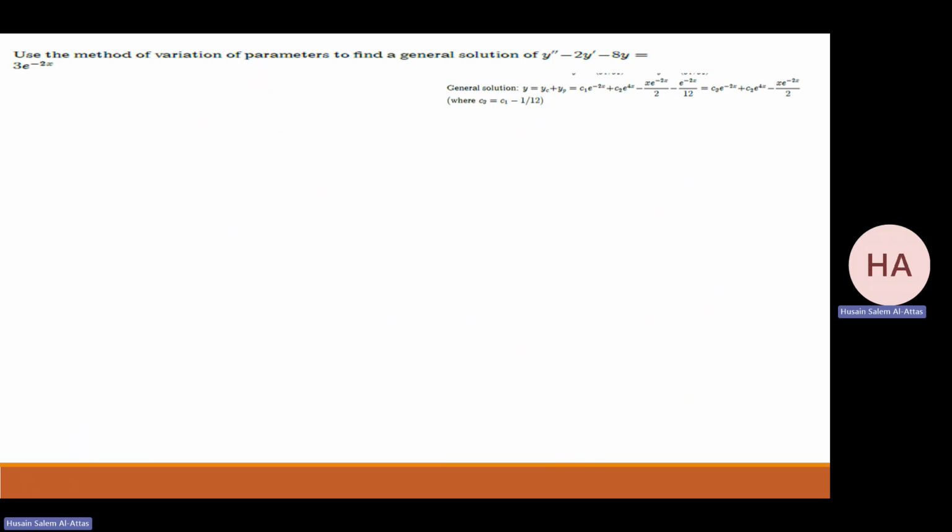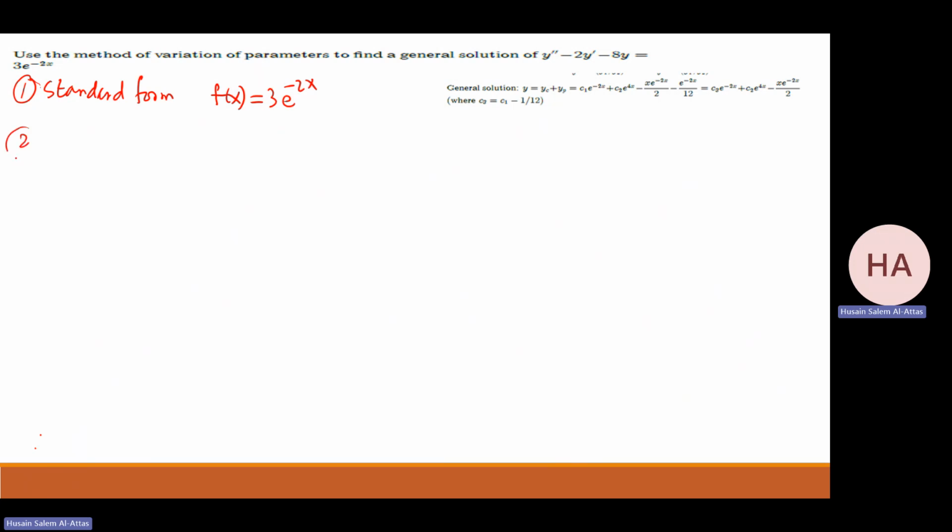Okay. Use the method of variation of parameters to solve this. Actually, this can be done by the other method, but now he wants me to do it using variation of parameters. Okay. So we'll do it in the first step. Standard form, yes, it's in the standard form. Find the standard form to find f of x. What will be f of x? 3e minus 2x. That will be my f of x.